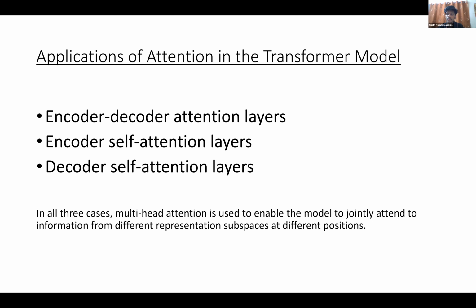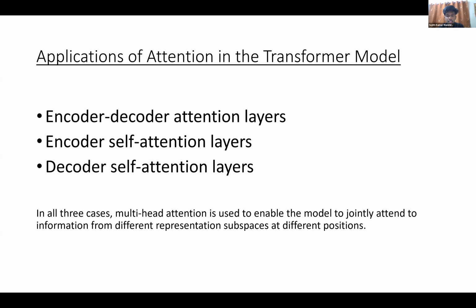Yeah, so the encoder-decoder attention layer is where the queries in these layers come from the previous decoder layer. This allows every position in the decoder to attend over all positions in the input sequence, and this mimics the typical encoder-decoder architecture in sequence-to-sequence models.